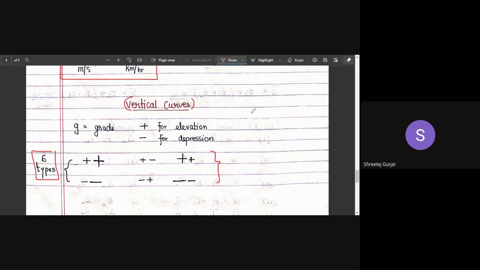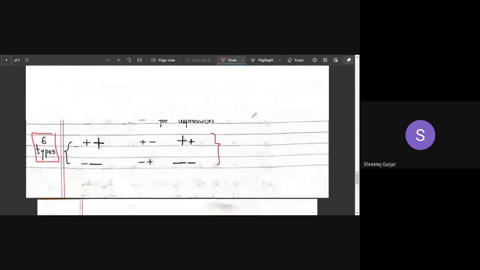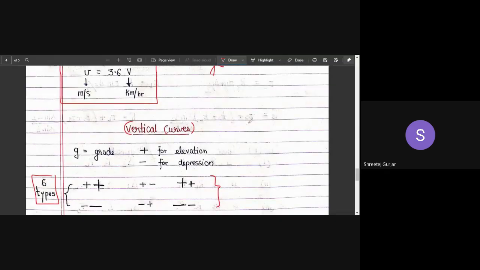So this is the summary of your entire module. I have written down all the formulas, so it will be helpful for you for revision during the exam. Okay, so with this we have finished your third module, that is curves. So simple curves we have learned, then compound curves, then reverse curves, transition curves, and we have learned vertical curves.